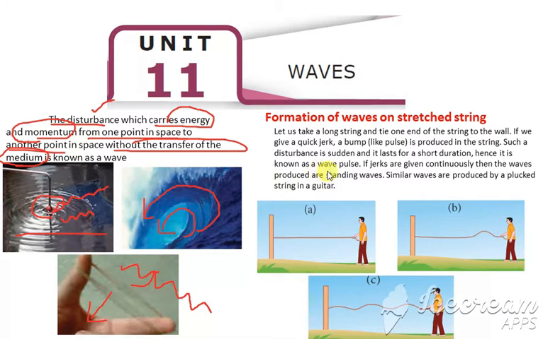Next is the formation of waves on a stretched string. Consider that a string has been stretched with one end fixed. So this is one end, and that end is fixed. The other end is being held by a person, and what he is doing is he is just going to shake this. When he is shaking, what happens? It forms a wave. So this is a wave which has been formed in the string.